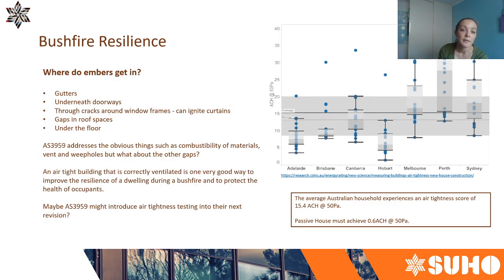As I was saying earlier, embers get in gutters, underneath doorways, gaps and cracks around window frames, gaps in roof spaces and underneath the floor. The same applies to all of these different areas where embers can sit and smolder and catch a light. It is my hope that AS 3959, the Australian standard for constructing in a bushfire zone, will address airtightness as part of a revision of the standard after the 2020 fire season. An airtight building that is correctly ventilated is one very good way to improve the resilience of a dwelling during bushfire and protect the health of the occupants.